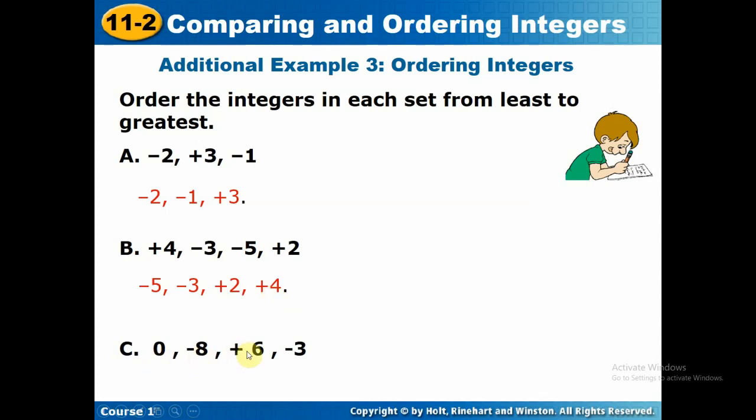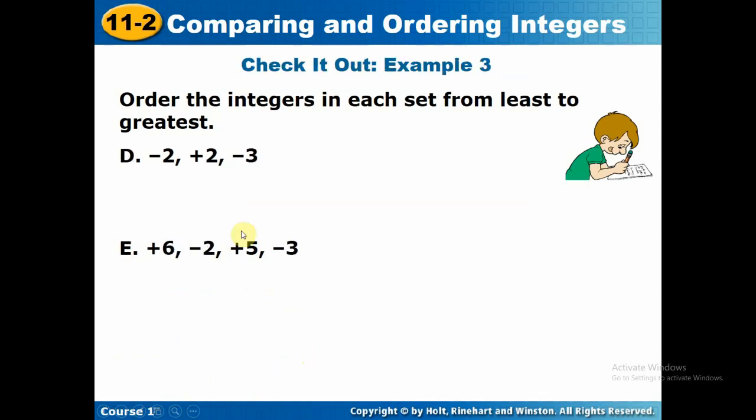0, negative 8, positive 6, negative 3. Negative 8 is the smallest number. And then negative 3, after that 0, and after that the positive number 6. It will be negative 8, negative 3, 0, and then positive 6.